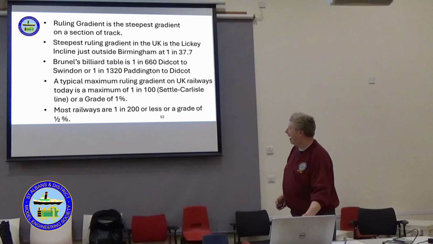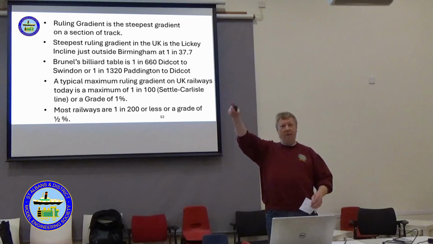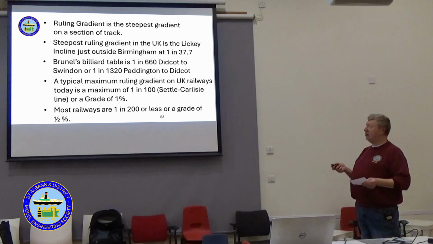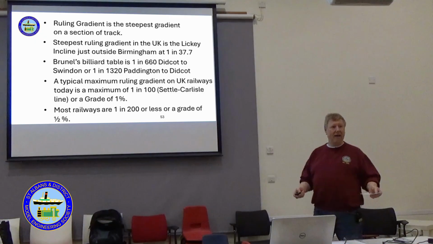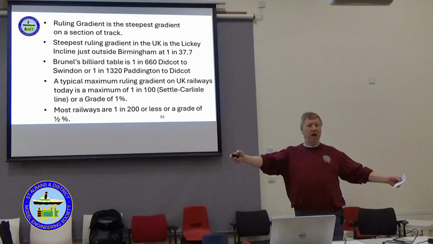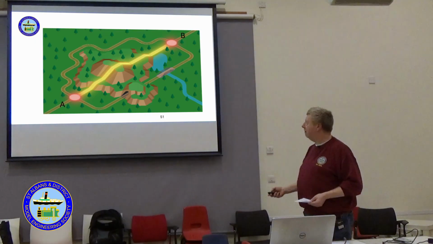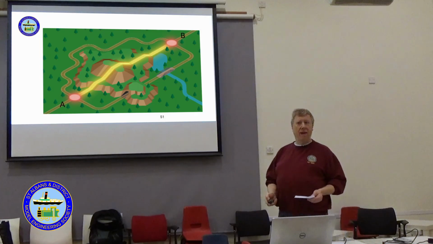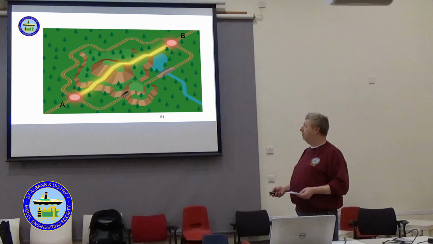Now on any piece of track that goes up and down all over, there will be a thing called a ruling gradient, and that is the steepest piece of track in that route, if you like. So if you look back at this, that's probably this one here, because if it can get up that one, it can get up this one. So they have what's called a ruling gradient.